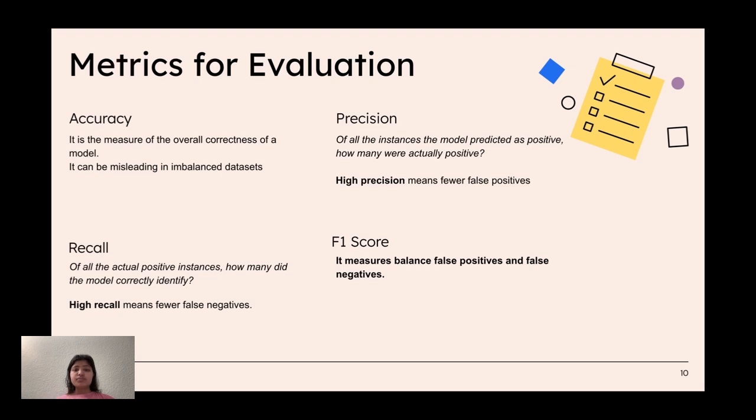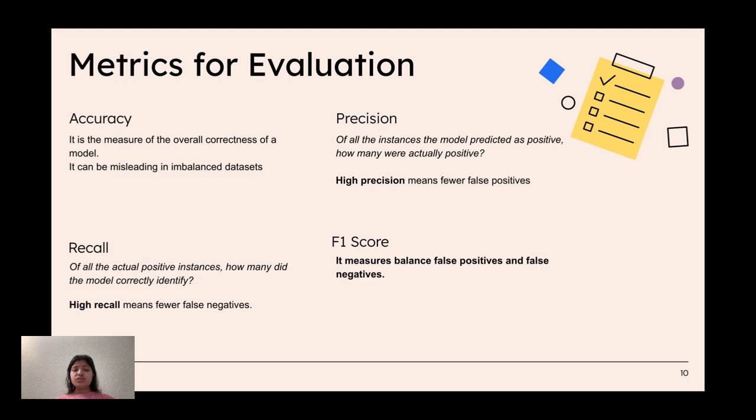Then is precision. Precision strives to answer of all the instances of the model predicting positive, how many of them were actually positive. And a higher precision indicates that there were fewer false positives. Going for the recall, it is a metric which tells out of all the actual positives, how many was the model able to predict correctly. And a higher recall indicates that there were fewer false negatives.